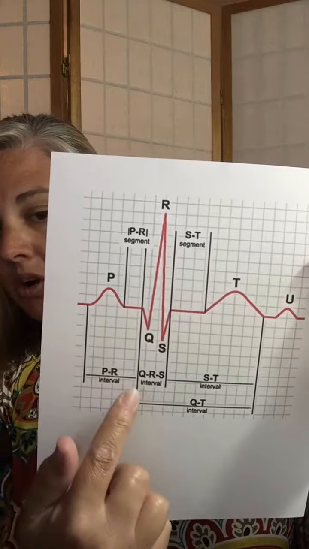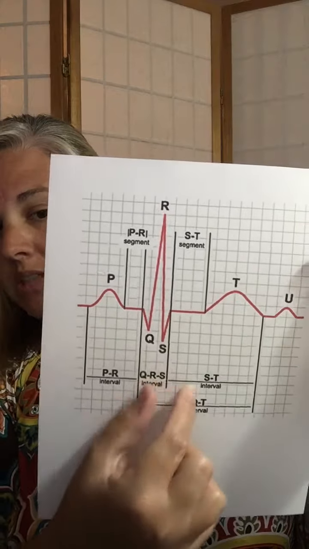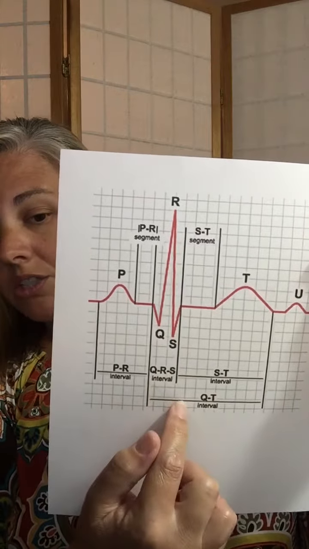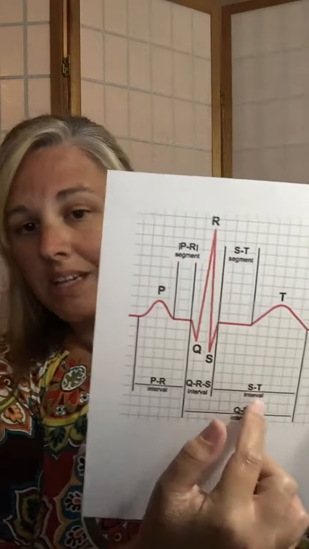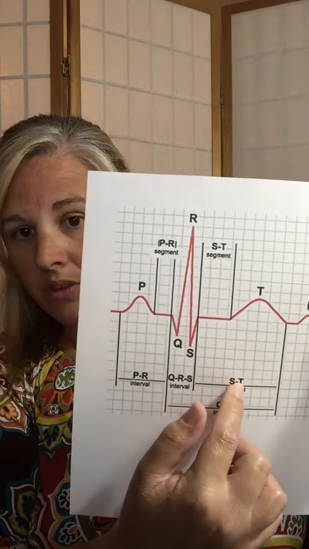As you can see, here's your PR interval. Here's your QRS interval. Here is your QT interval and your ST. ST interval is really indicative of a lot of heart failure. There's a lot of changes that occur here.